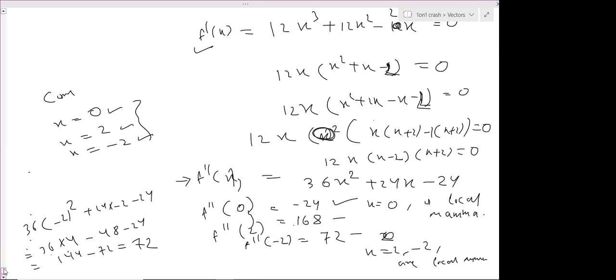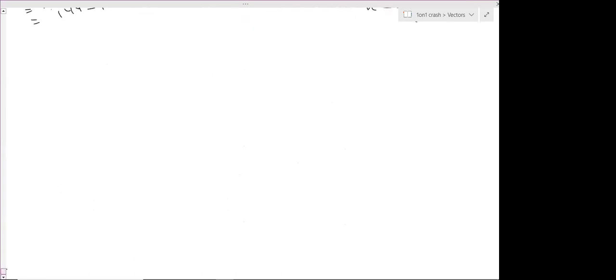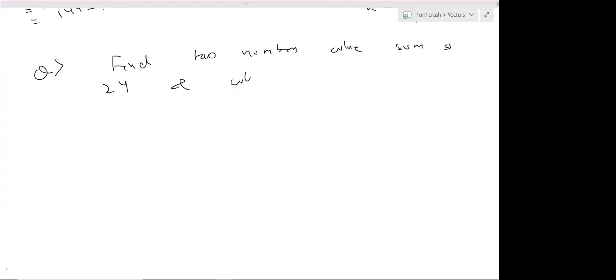Let's solve the next question. Let's look at word problems. Find two numbers whose sum is 24 and whose product is as maximum as possible.